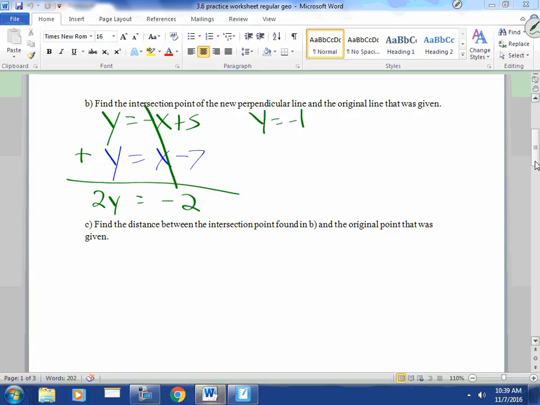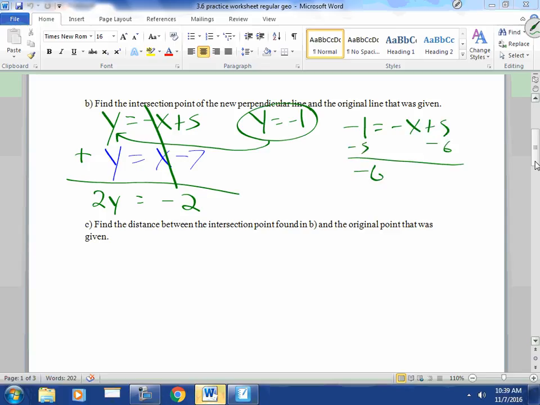Okay, so now if I have my y as negative 1, I can plug that back into my original equation, and I get negative 1 equals negative x plus 5. I'll subtract 5 from both sides. I'll get negative 6 equals negative x, so then x just equals 6. So guys, my intersection point of those two lines, the original line they gave me and the line that I found that was perpendicular, is 6, negative 1.